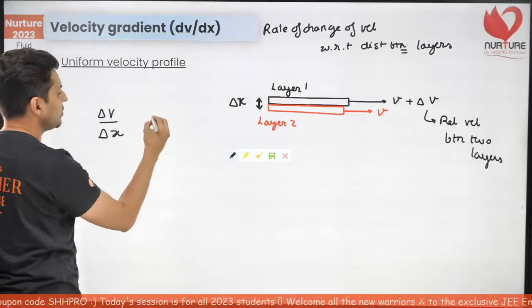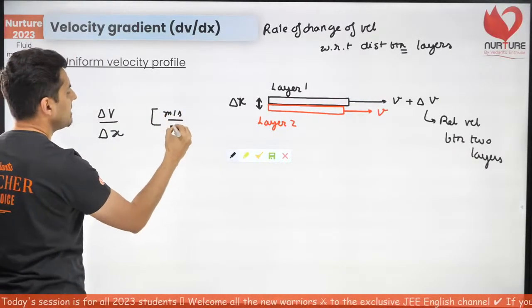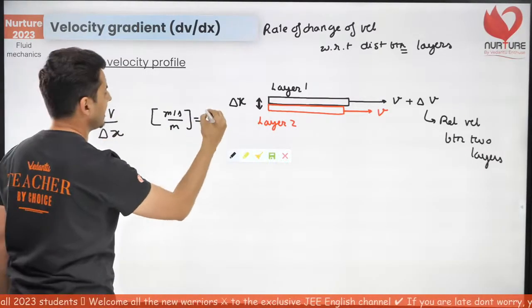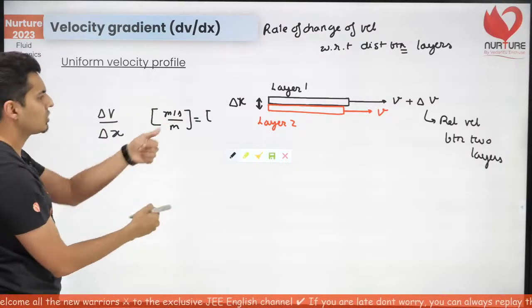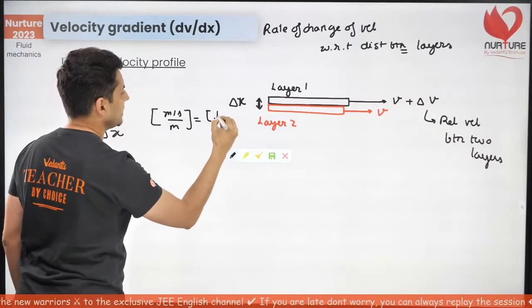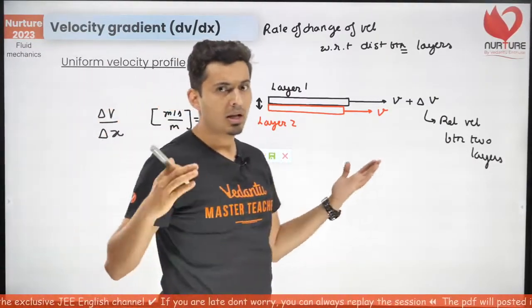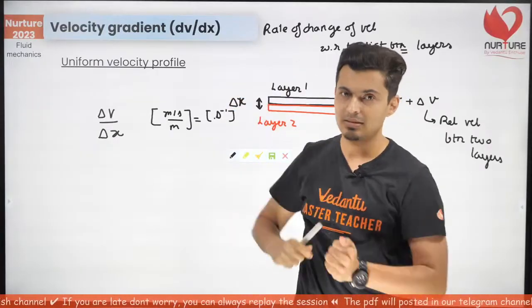If somebody asks you what is the unit for that, well, it is meters per second divided by meter. So that will just become per second. I hope you can see that. Meter per second by meter, right? So only per second, or second inverse, will be the unit for velocity gradient. It tells you how quickly the velocity changes with distance.